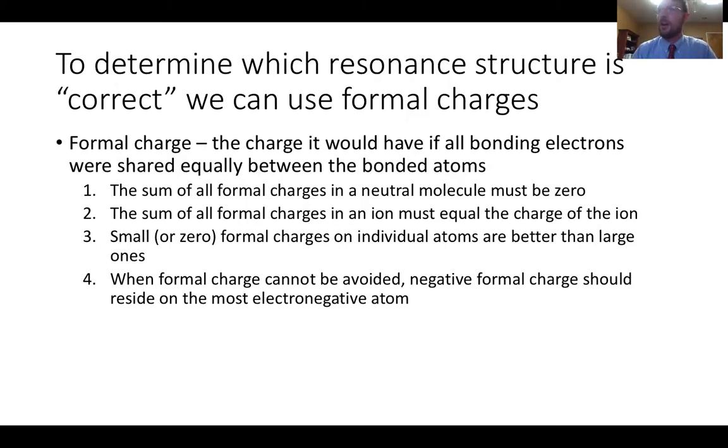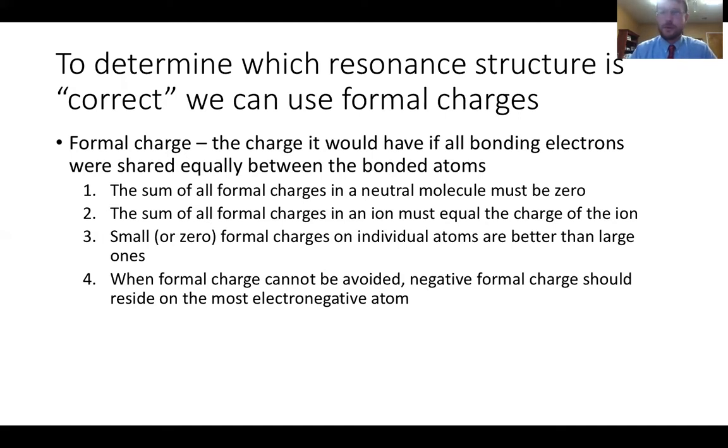The sum of all formal charges of a neutral molecule must be 0. So in this case, we look at N2O, all the formal charges should equal 0 because the overall charge on the molecule is 0. The sum of all formal charges in an ion must equal the charge of the ion. So if you go back to our NO3, and I would recommend doing this to calculate the formal charges, you will find that the formal charges always sum to -1. There will always be a -1 left over, and that's okay because it is an ion with a -1 charge.